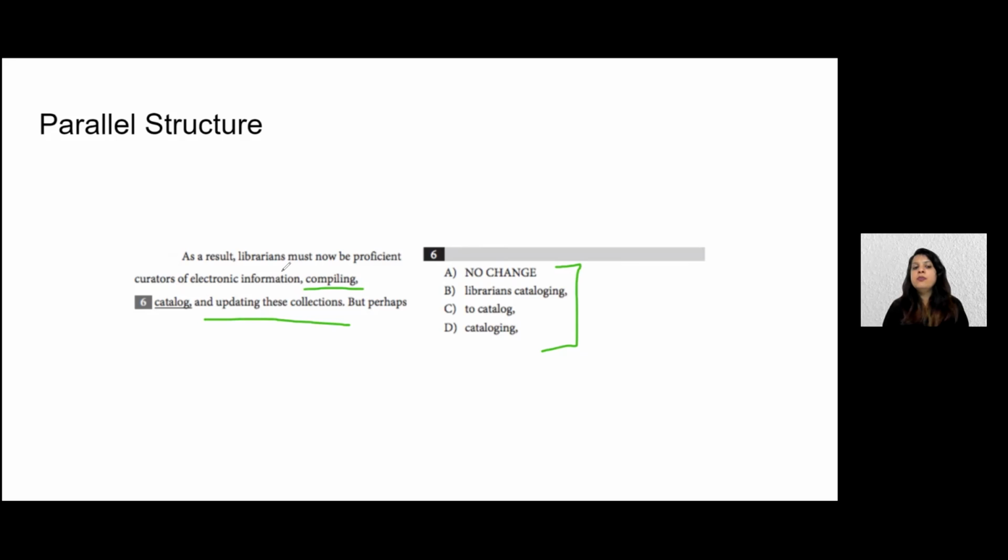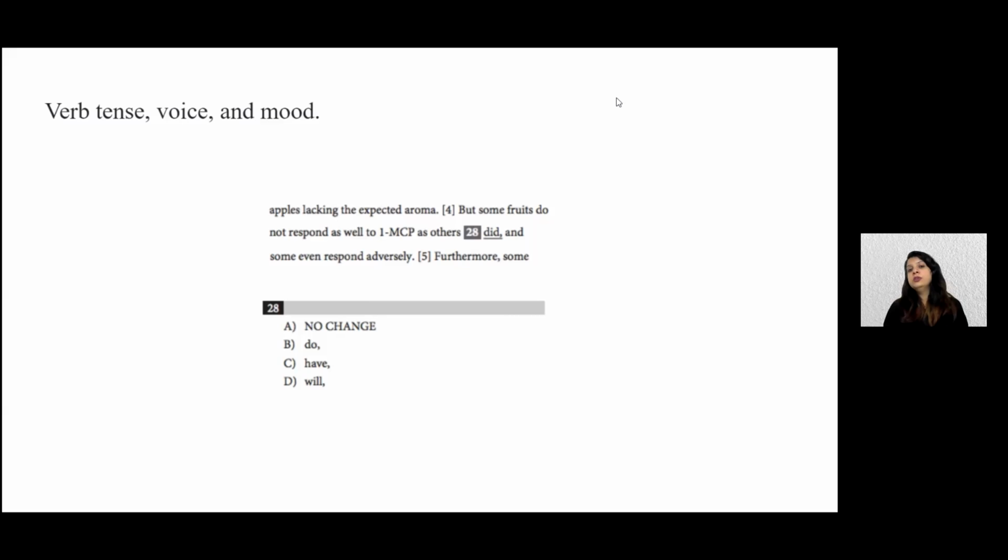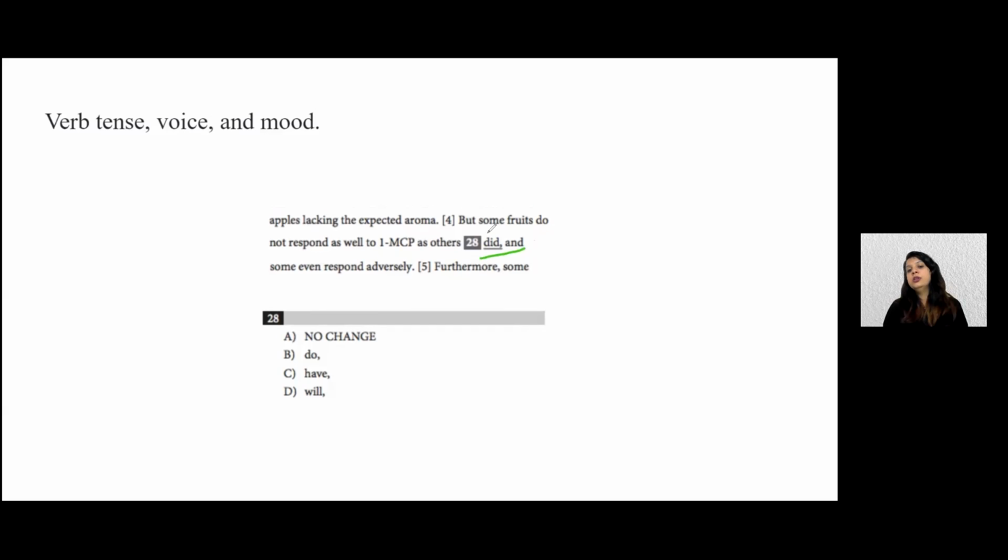"As a result, librarians must now be proficient curators of electronic information." What should they be doing? Compiling, dash, and updating. Consistency. We talked about it a while ago. This is the first item in the list, with -ing, and this is the third item in the list, so the second item should also match the same category. So it has to be this answer, no? How can I even go wrong about choosing the correct answer here if I know my concepts well? Next, look at this question. Looking at the options, this underlined portion is "did."